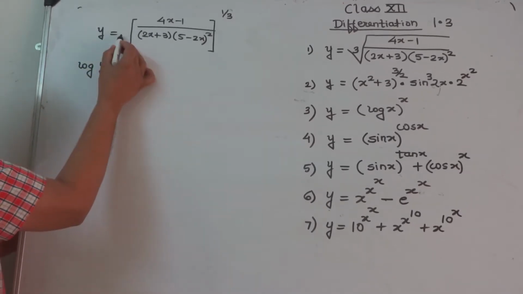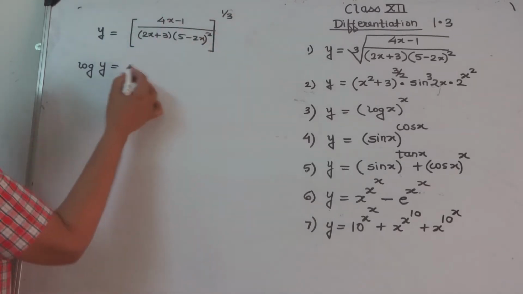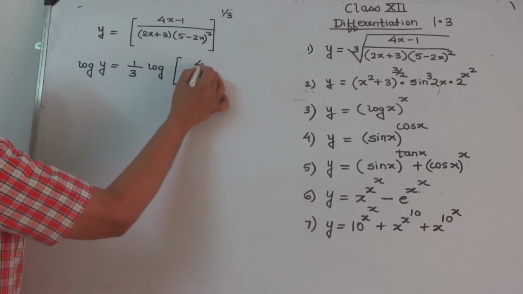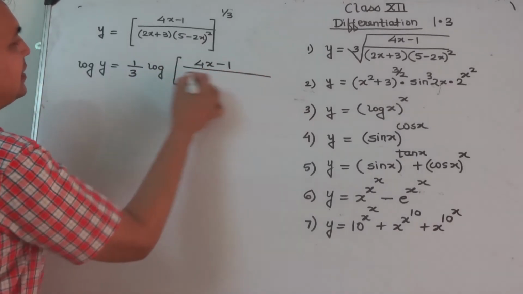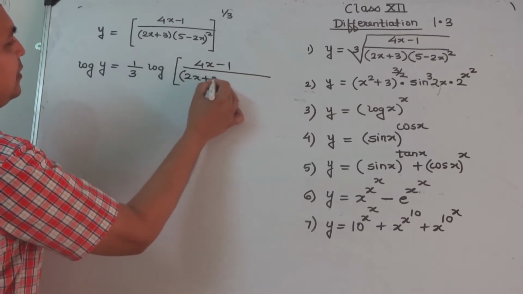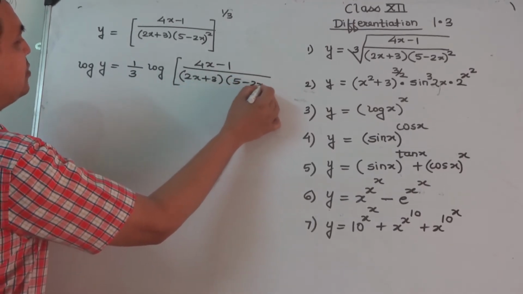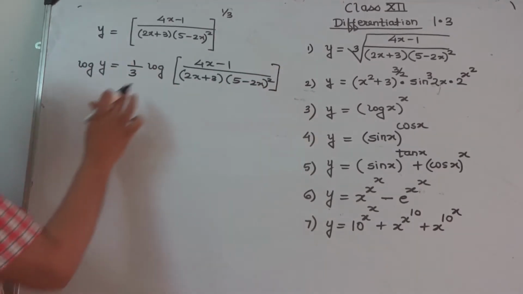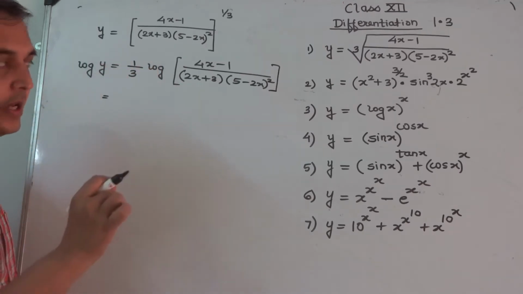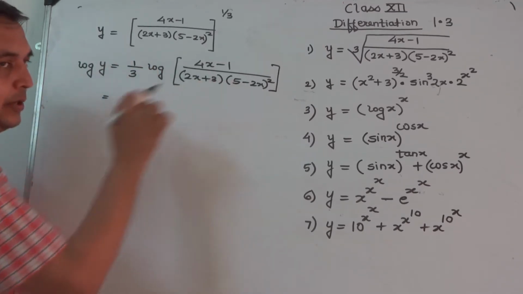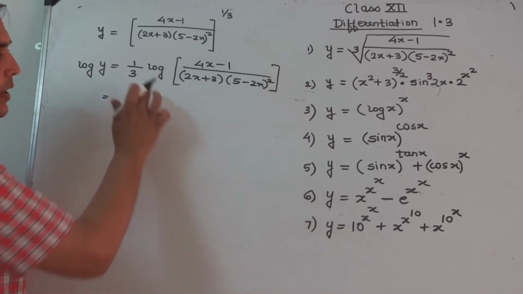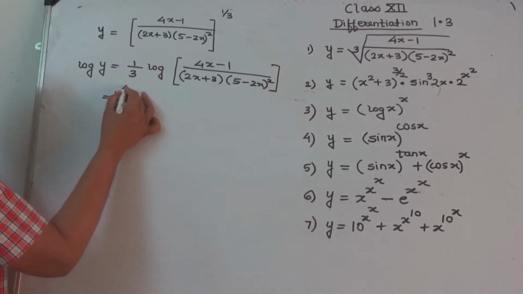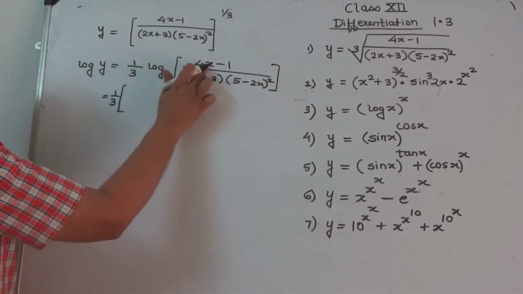When we write log here, log of m raised to p will give p log m. So 1 by 3 log of 4x minus 1 upon 2x plus 3, 5 minus 2x whole square. Now we can use formulae of logarithm. Log of a upon b is log a minus log b. Log of a into b is log a plus log b, and log of m raised to p is p log m. So this 1 by 3 outside as it is, log of 4x minus 1.